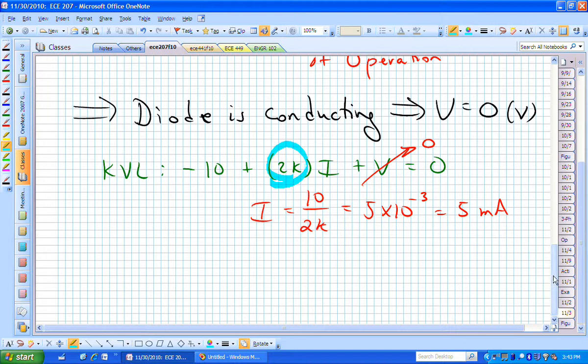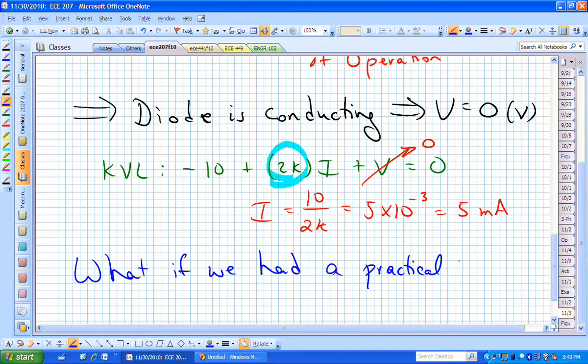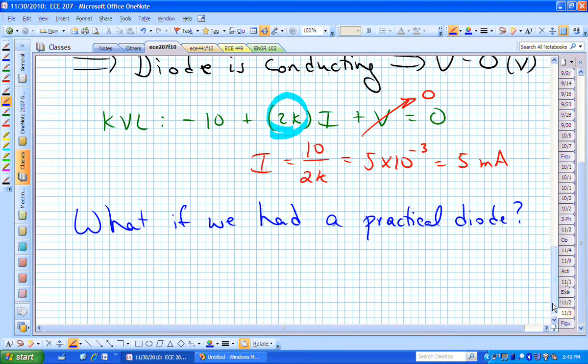What if we had a practical diode? That was the analysis performed with an ideal diode. What if we had, instead of the ideal diode, suppose we had this practical diode. Instead of that IV curve being flat in the negative and straight up right at 0, now it's going to have this little knee in it, and it's going to have to be a little bit positive before current is going to be allowed to flow through that one-way valve.